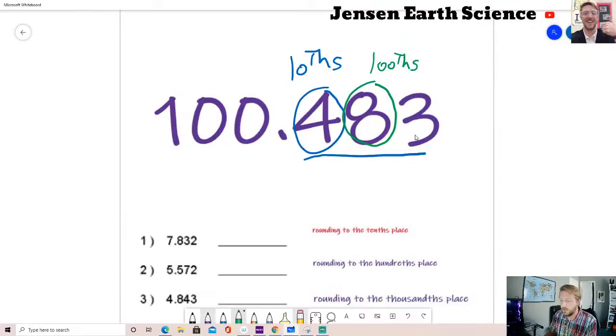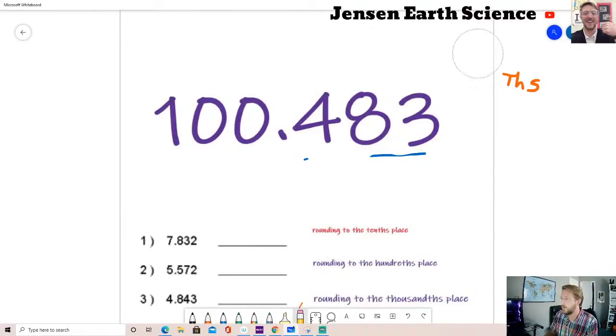And 3 is in the thousandths place. So these are the three places that we'll be dealing with most. There are numbers after the decimal point, obviously, that go past the thousandths place, but for earth science mostly we are only focusing on the tenths, hundredths, and thousandths. All right, so I'm going to erase this for now, and I'm going to focus on practicing rounding.